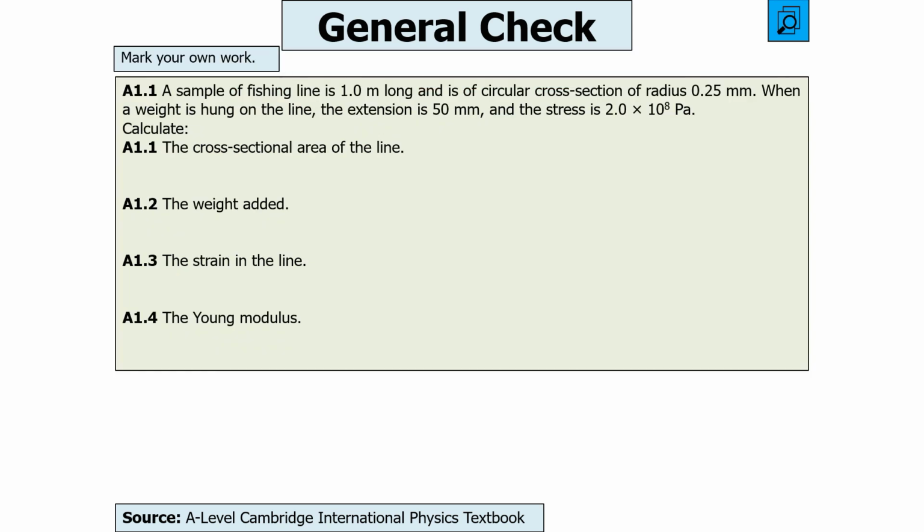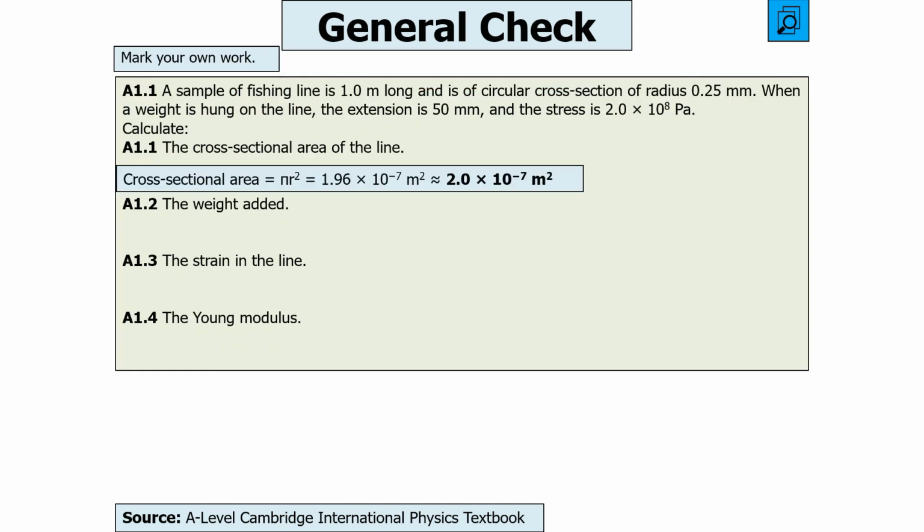Right, so cross-sectional area, it's a circle, so we can say it's pi r squared. So again, remember, we're going to convert our millimeters into meters, so it's 0.25 times 10 to the minus 3. So you pop in all the numbers and you get 2.0 times 10 to the minus 7 meters squared. In this case, the weight is the force, and the weight is the thing that is causing the stress on the object.